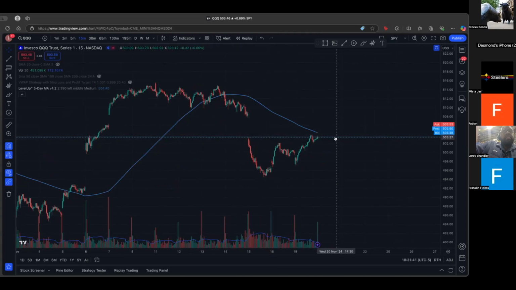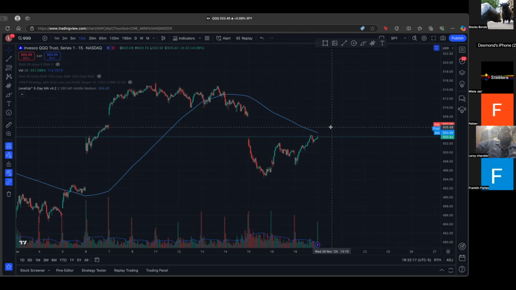If you want to go long QQQ, you want to wait for QQQ to get back above this 5-day moving average, and not just get back above. You need the 5-day moving average to start sloping to the upside. Two things: the stock needs to be trading above the 5-day, and the 5-day should be sloping to the upside, which is telling you that the buyers are taking back control and the momentum is shifting in favor of the bulls.